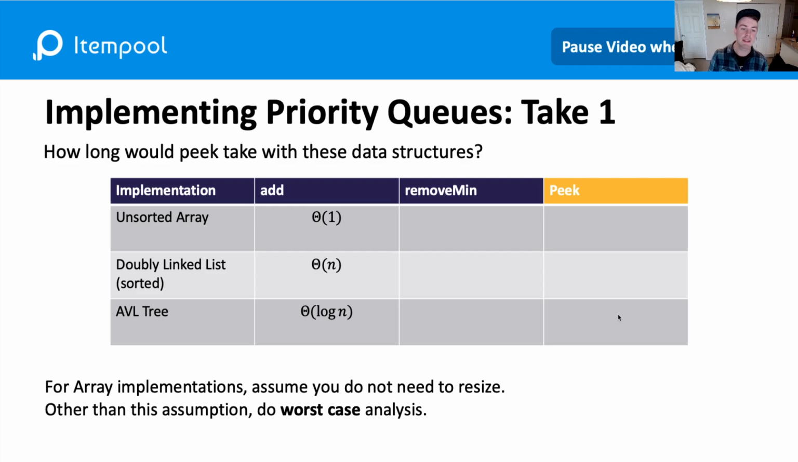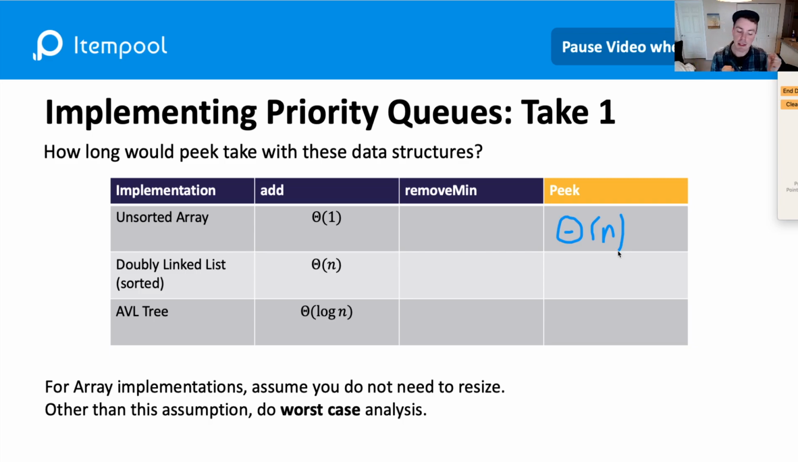Okay, so hopefully I had some time to think about that. So here I would argue for peek, what we would end up doing for an unsorted array, well, I don't know where the minimum element is. So I'm going to actually need to go through the whole array in the worst case to find that min element. What about that doubly linked list?